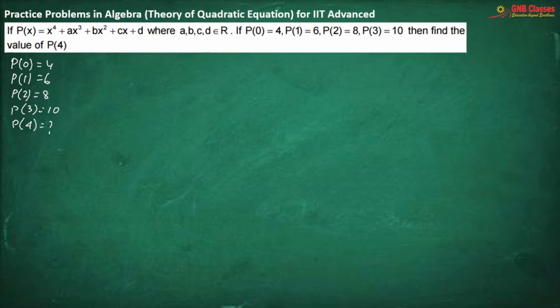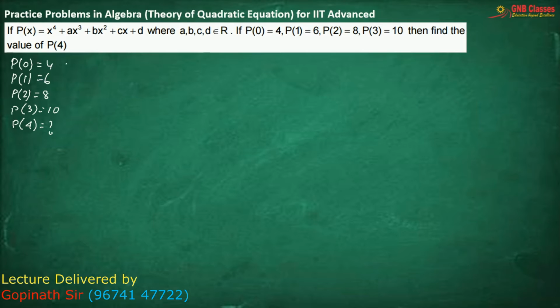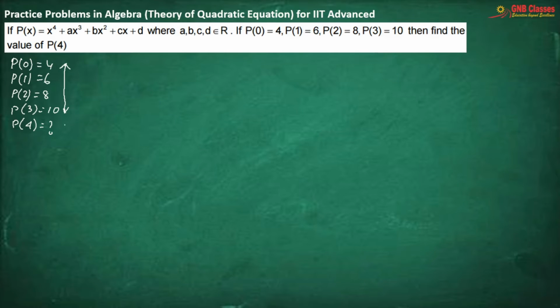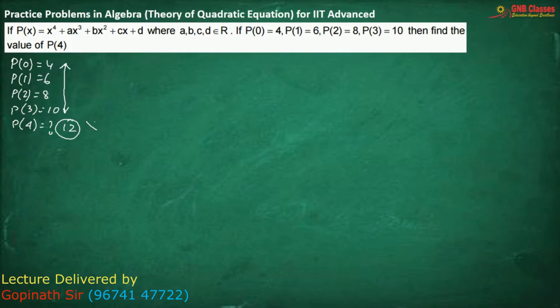Okay, now the common mistake that people make is they see these values and predict that the value of P(4) will be 12. Now this is basically a recipe for disaster. Never ever do this sum by this method, because this doesn't happen.